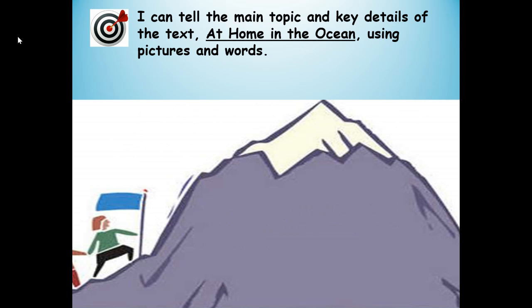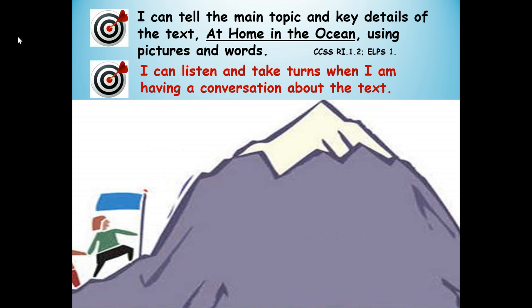All right, here's our learning target. I can tell the main topic and key details of the text At Home in the Ocean using pictures and words. Also, I can listen and take turns when I'm having a conversation about the text. Success criteria. That means how will you know you're successful at telling the main topic and key details of the text? And how will you know you're successful at listening and taking turns when talking about the text?